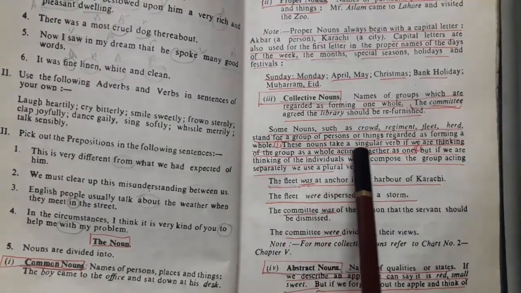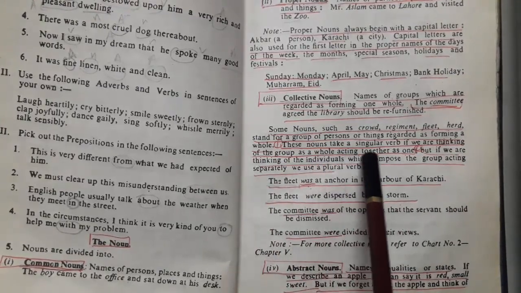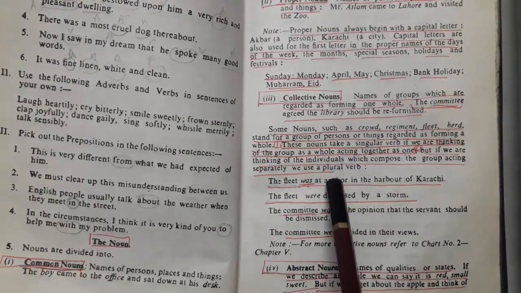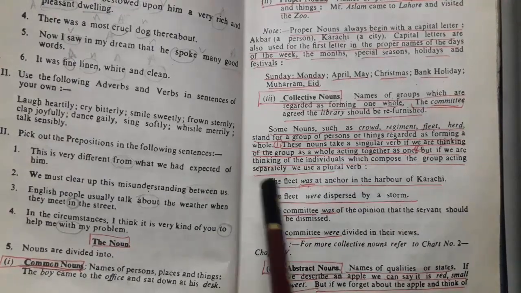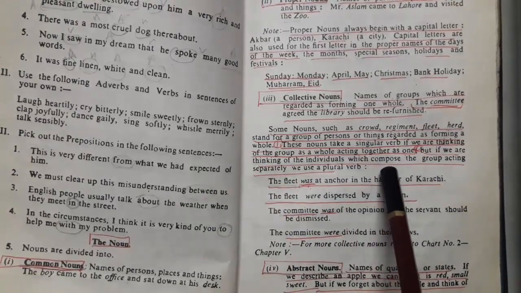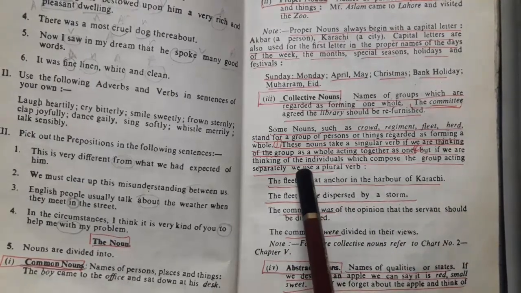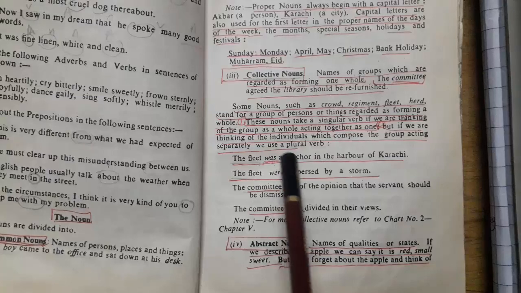These nouns take a singular verb if we are thinking of the group as a whole acting together as one. Look at the first example. Here we are taking the fleet as one whole unit. But if we are thinking of the individuals which compose the group, acting separately, we use a plural verb.